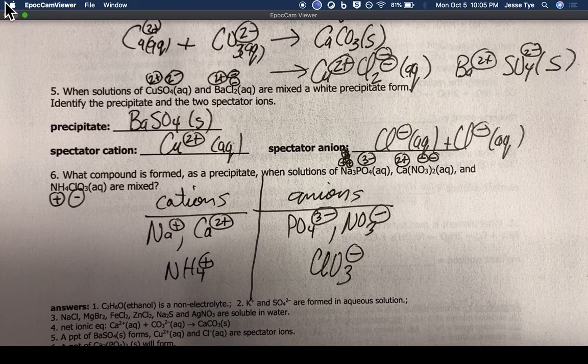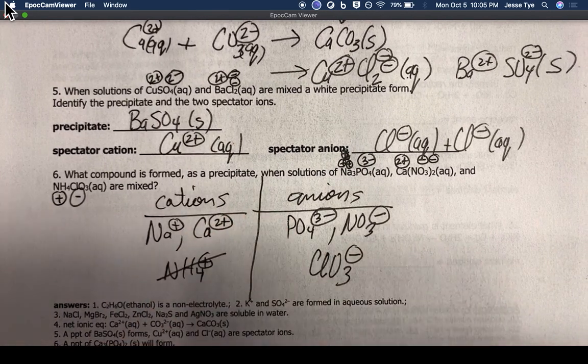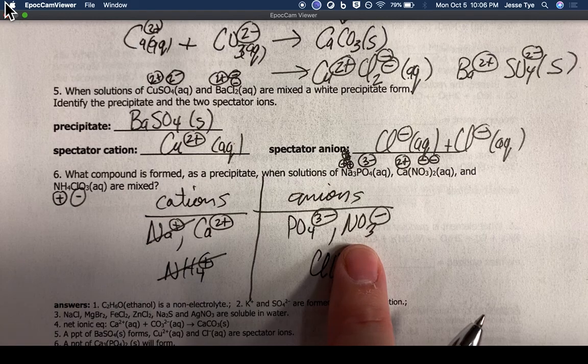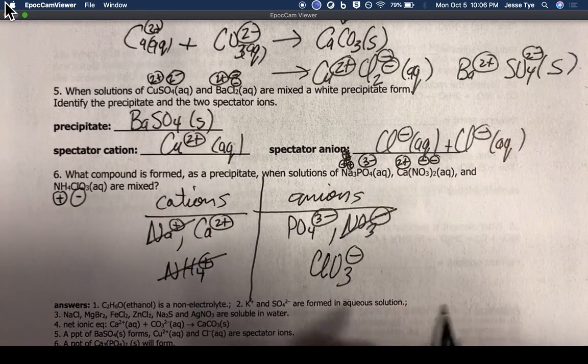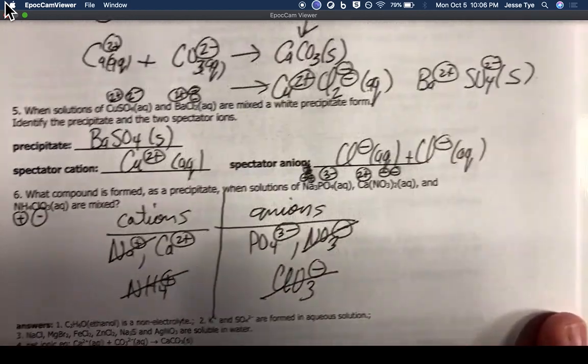A little cheat that we have here, though, is if we look back or reflect on our solubility rules, anything with ammonium is soluble, so it's not going to form a precipitate. Anything with sodium, really anything in that first column, won't form a precipitate. Anything with nitrate won't form a precipitate. And actually in the table, anything with chlorate won't form a precipitate.